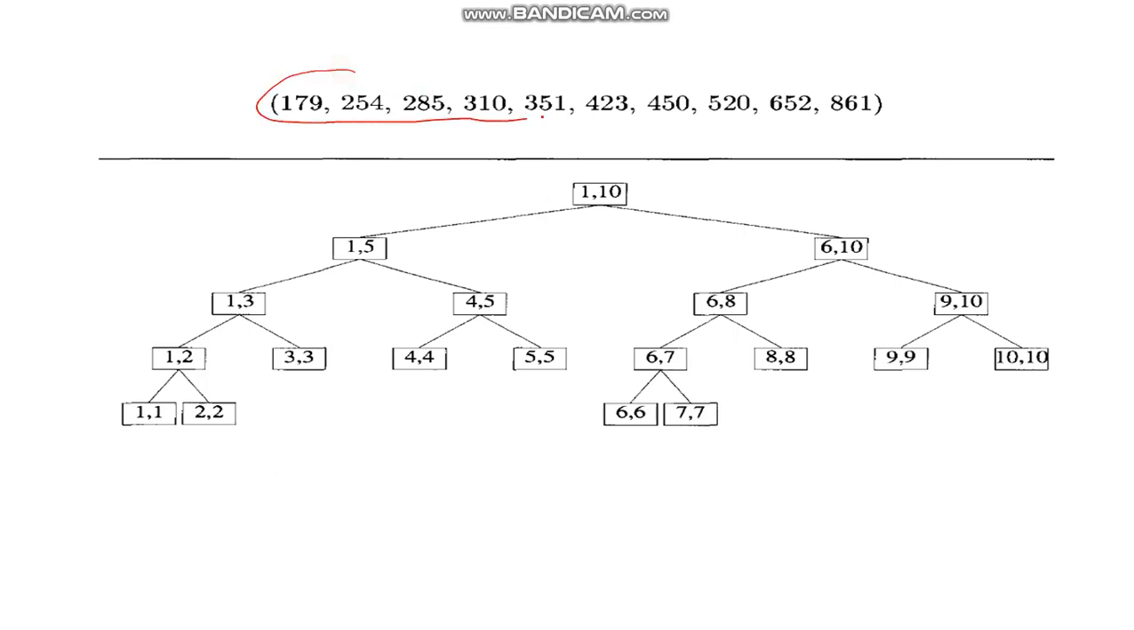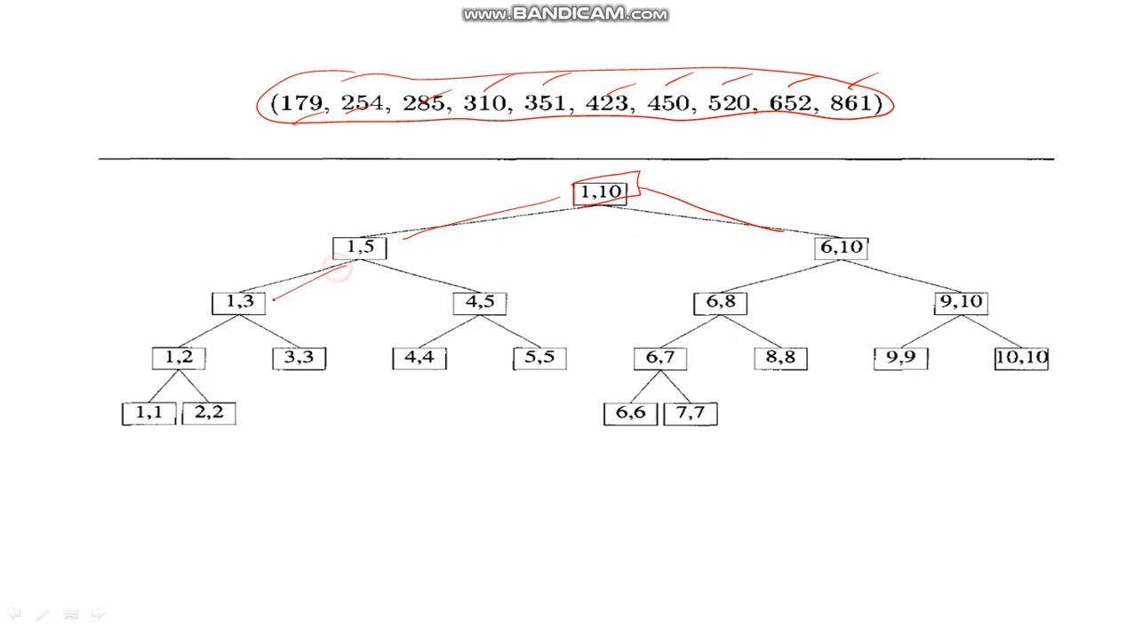If I have 10 elements at the indices 1 to 10: 179, 254, 285, 310, 351, 423, 450, 520, 652 and 861. These are already sorted. But whenever the input array is given, an array of size 10 will be divided into two halves, one of 5 and another of 5. So 1 to 5 and 6 to 10.